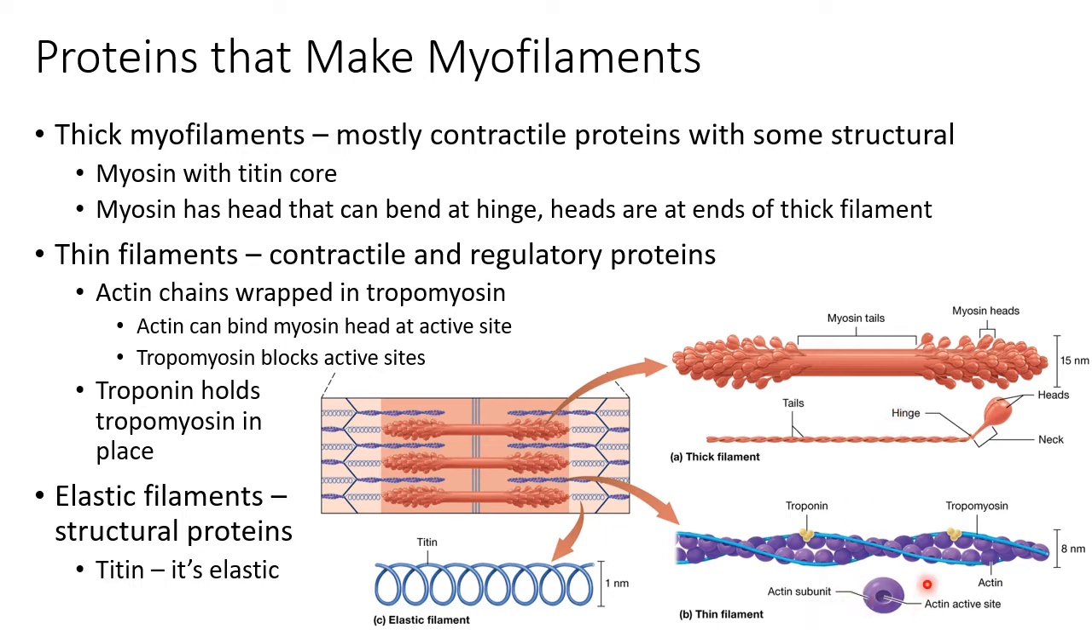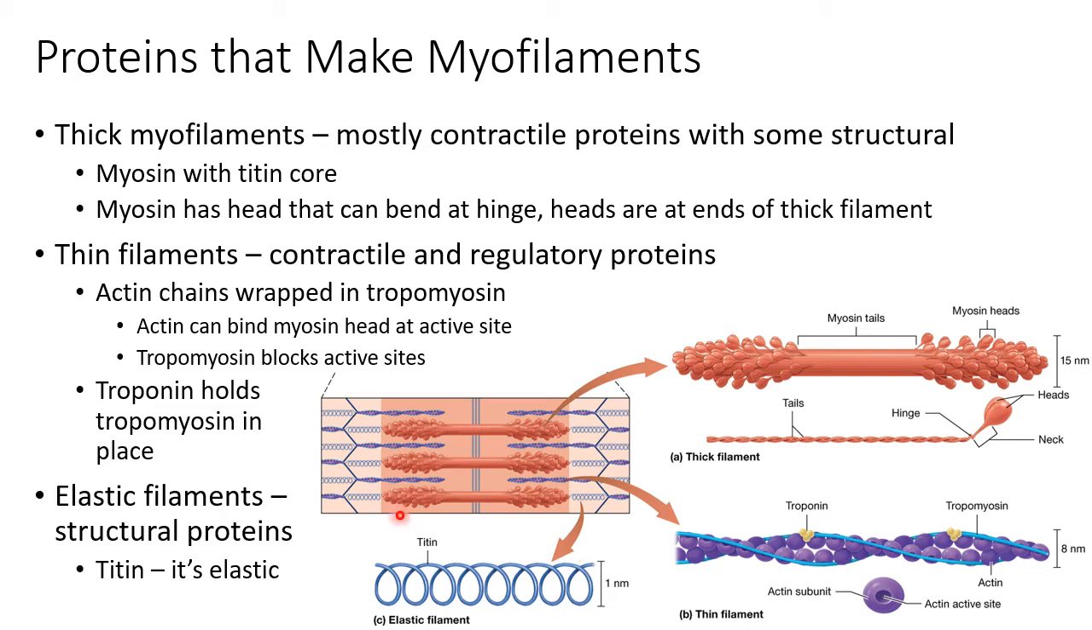Normally, the actin active sites are going to be blocked by the other proteins in the thin filament, the tropomyosin and the troponin. So the tropomyosin is this long blue protein here, and you can see it's arranged so that it's on top of the actin active sites. And then you have troponin, which is anchoring it in place. So in order for the muscle to actually contract, you have to move this troponin and the tropomyosin out of the way so that the actin active sites are exposed, and then myosin can bind them.